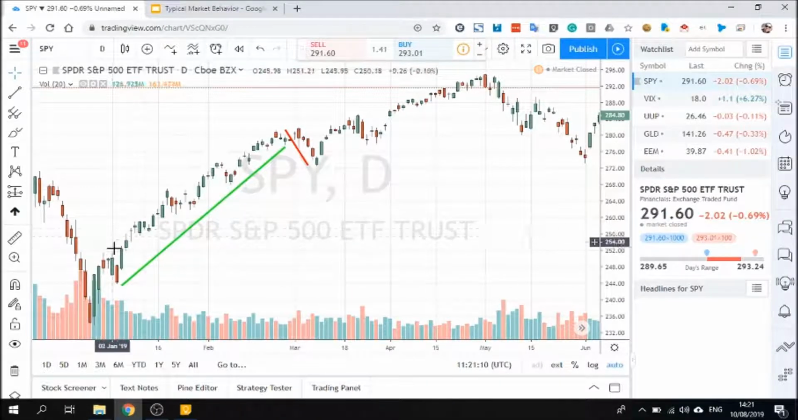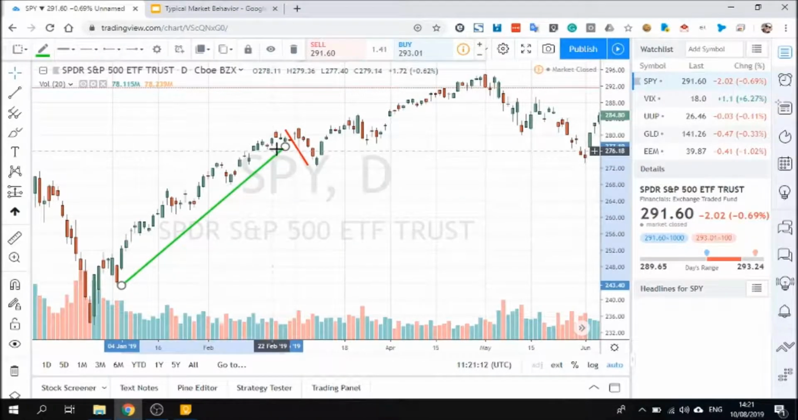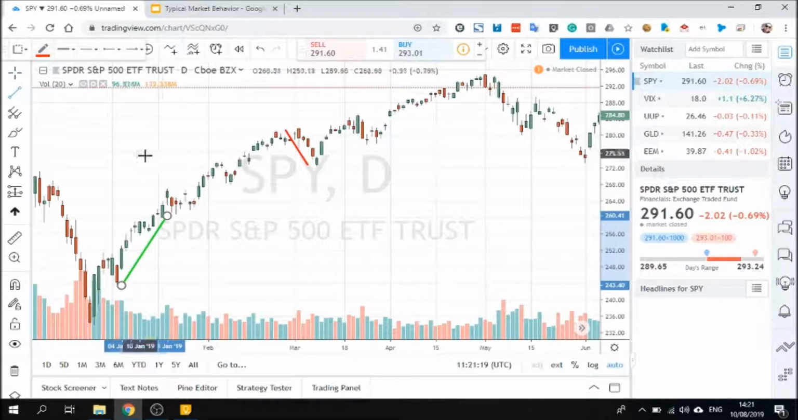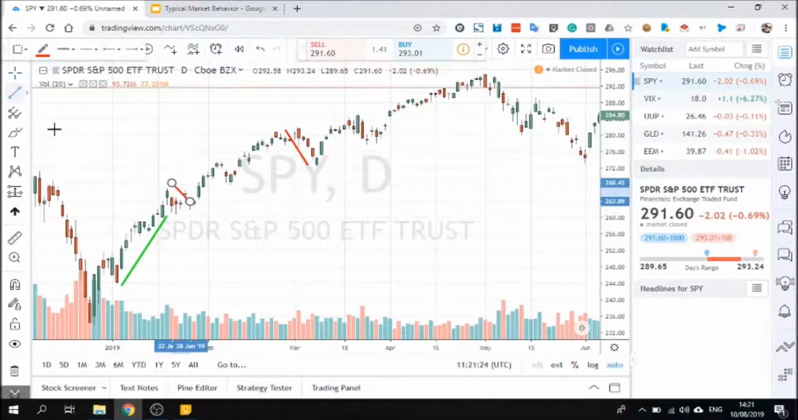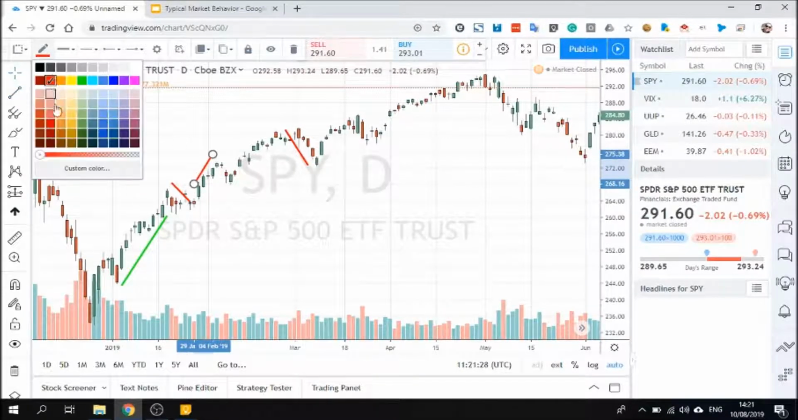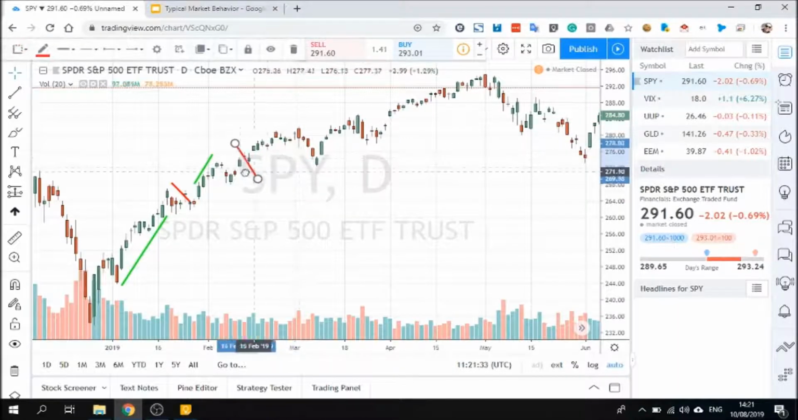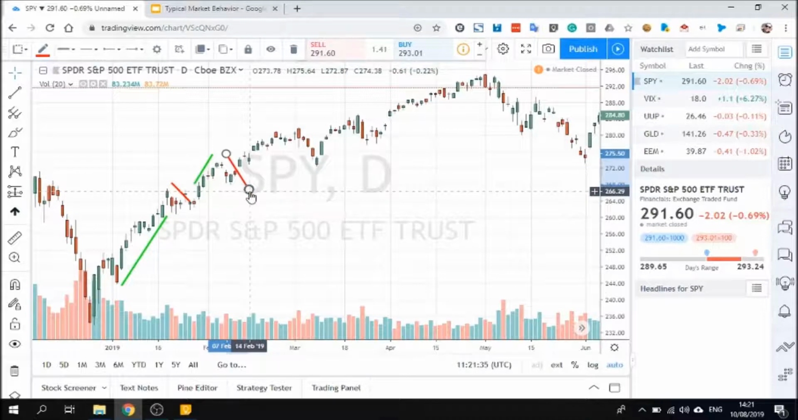Let's just zoom in on the up move that started in 2019. If you can see, during this uptrend, we did have some up moves, and then some down moves, and after that we got some more up moves. Let's paint those green, and some down moves as well. So typical market behavior really is a series of up moves and then a down move.